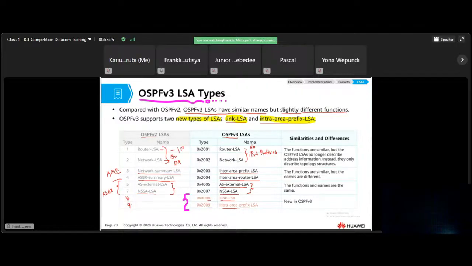Hello. Okay. Sorry, I was touching my mic. I can see here. Okay. Let's look at now the new LSA types that we have. I hope you can hear me. Confirm you can hear me.